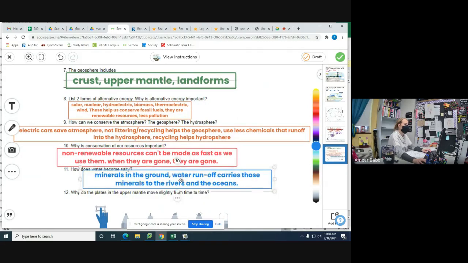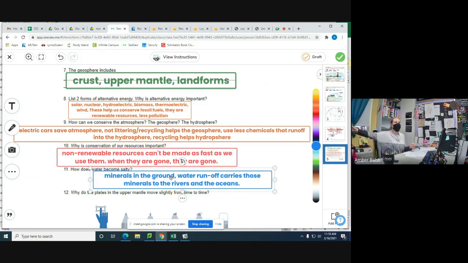Minerals in the ground, such as salt. Water runoff carries those minerals to the rivers and oceans. So do clouds? Clouds and rain? Clouds don't carry salt. Rain does. All right, minerals in the ground, the water runoff.